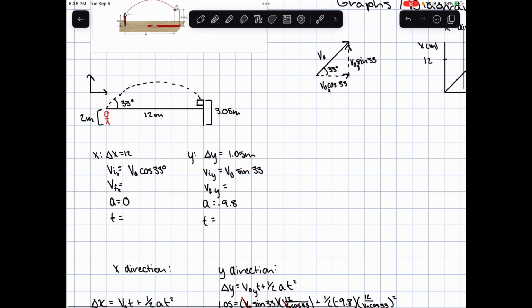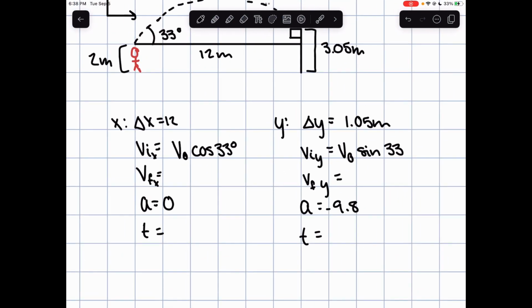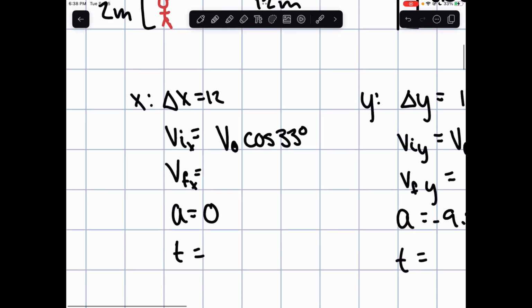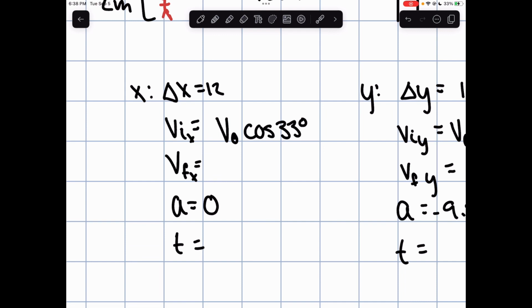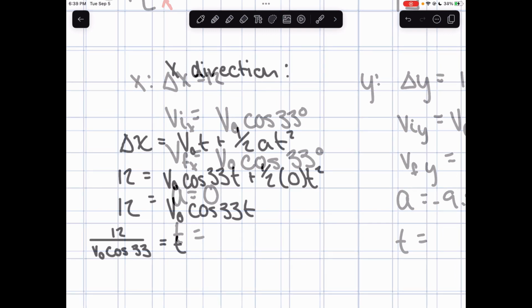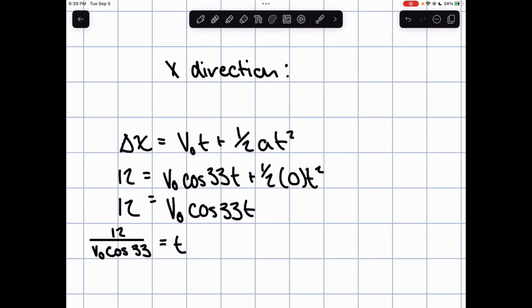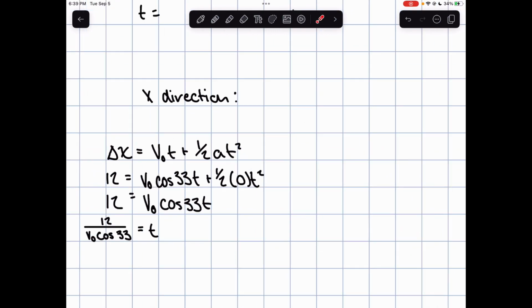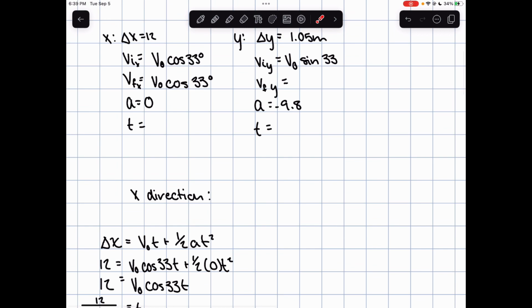But we can also fill one more thing in. Since we're in the x direction and there's no other forces acting on the object in the x direction, the x has a constant velocity. So final velocity will also be V naught cosine 33 degrees. Next, we're going to try and solve for time. So we have the most information and what looks like the easiest in the x direction.